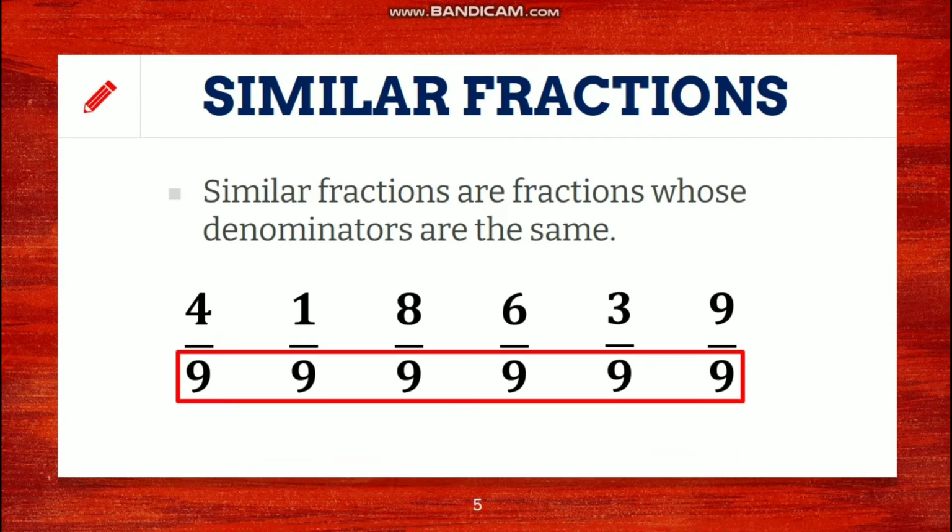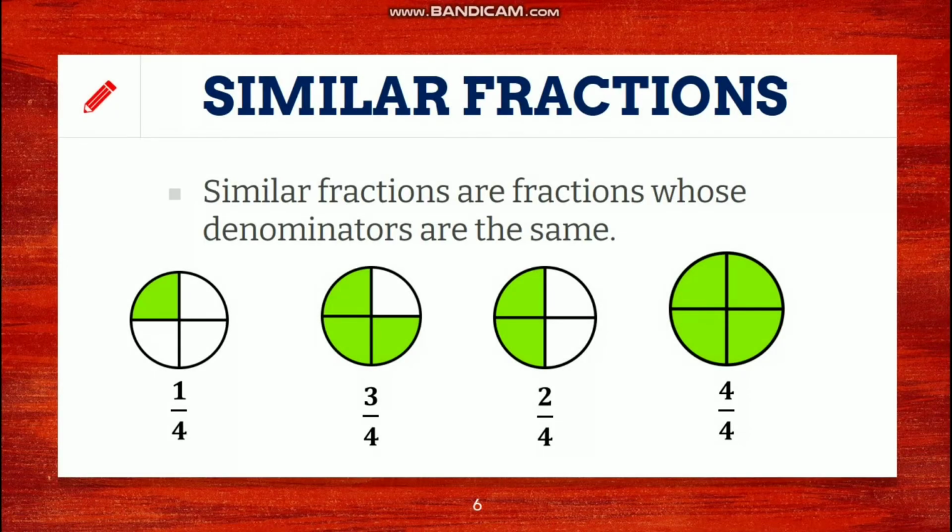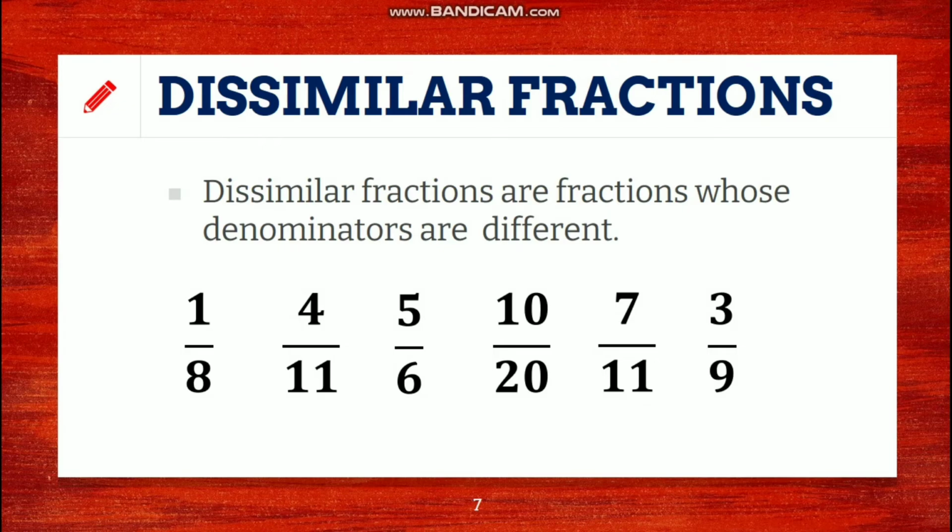Let's have another set here with an illustration. All of the fractions have denominators of 4, and try to look at the illustrations. As you can see, all of them are divided into 4 equal parts. Okay? While dissimilar fractions are fractions whose denominators are different, like what is shown in the examples.